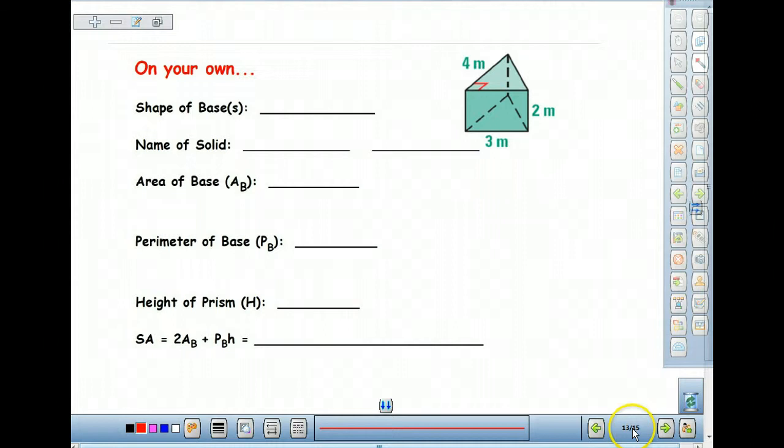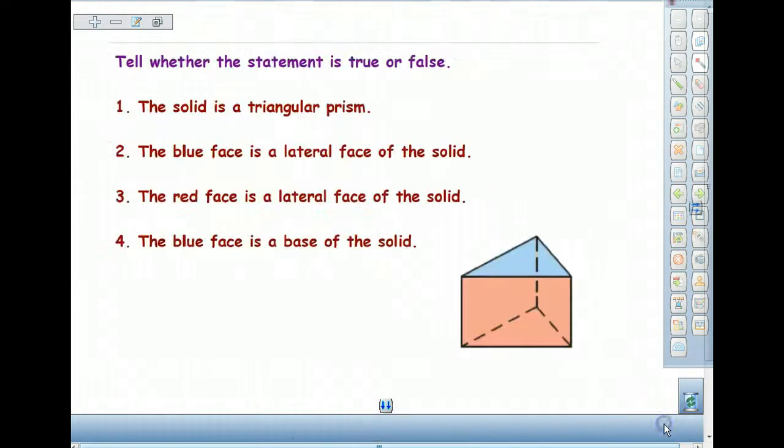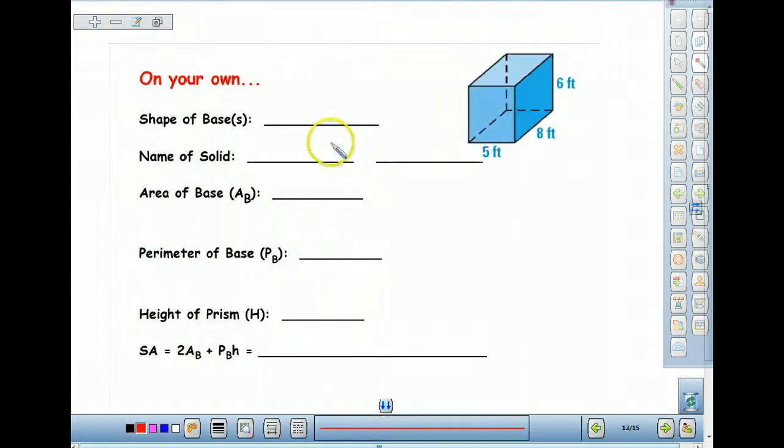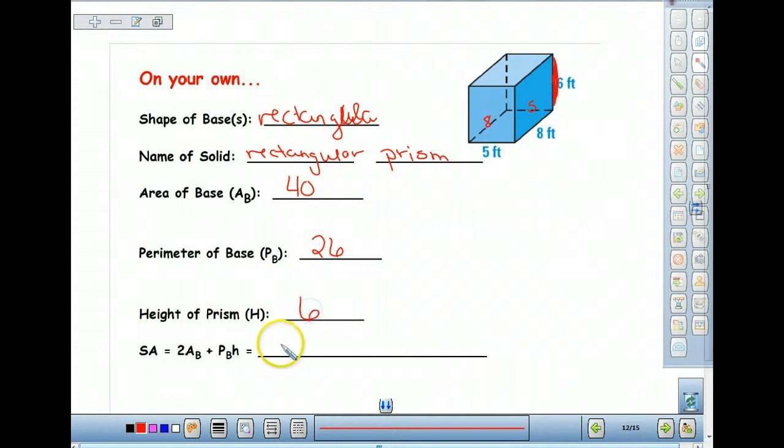Okay, let's flip to, I don't like that one either. Let's do this one. Okay, shape of the base is going to be a rectangle again. Which makes it a rectangular prism. Okay, area of my base, again, let's do the bottom. So the area of my base, 8 times 5 is going to give me 40. Whereas my perimeter, remember this is 8 and this is 5. So we've got 16 plus 10 gives me 26. And my height, that thing right there is my height this time, and so we've got 6.